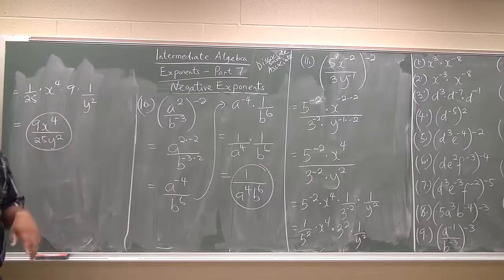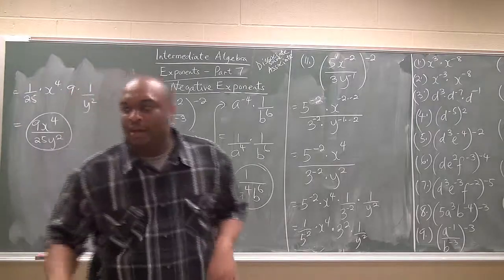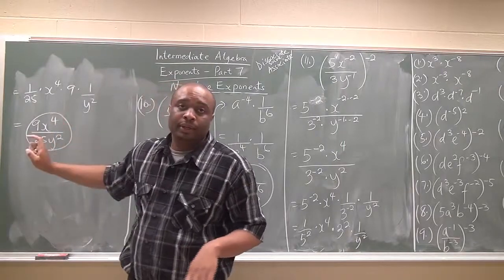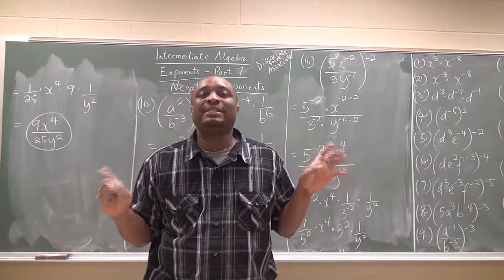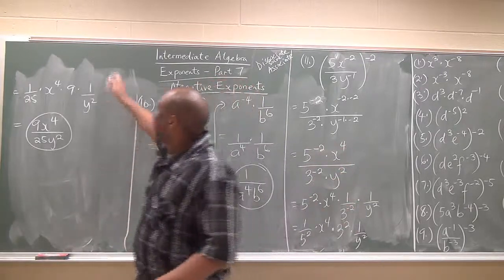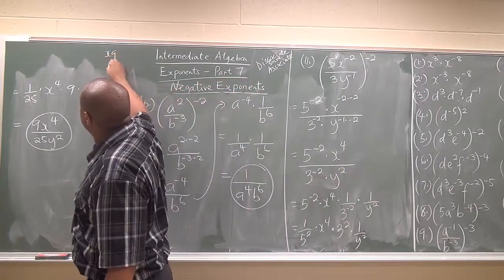Now, please and please. Integers come before the variables. Instead of saying x9, we say 9x. We don't say x9. No, we say 9x.